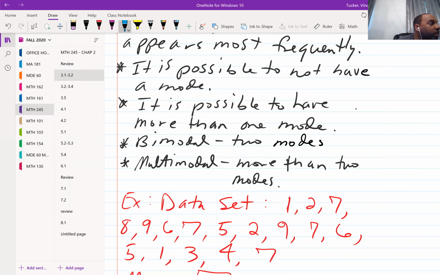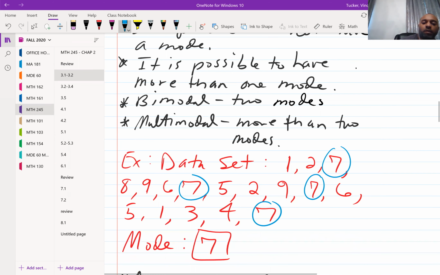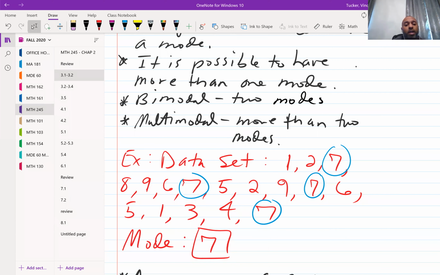and you would look through the data set and see which data value appears the most or the most frequently, and that would be the 7. 7 appears 4 times, which is more than any other value.